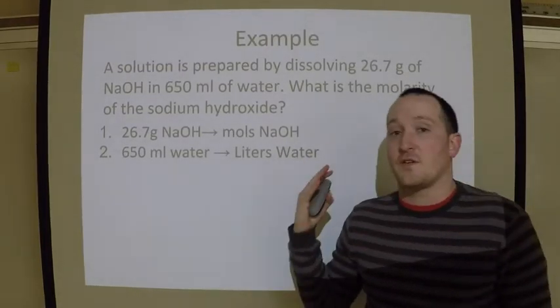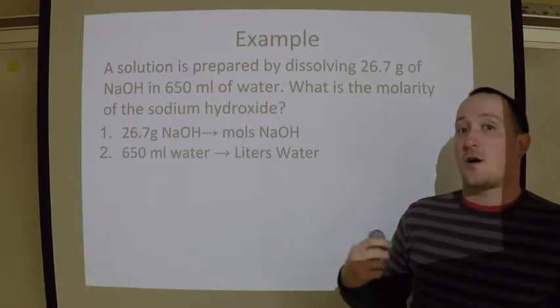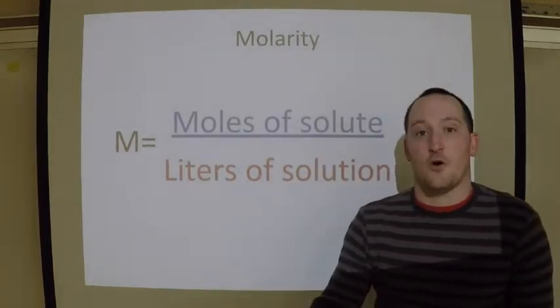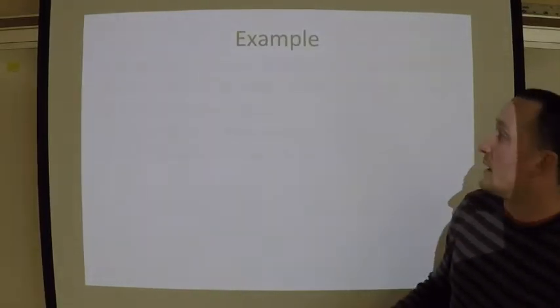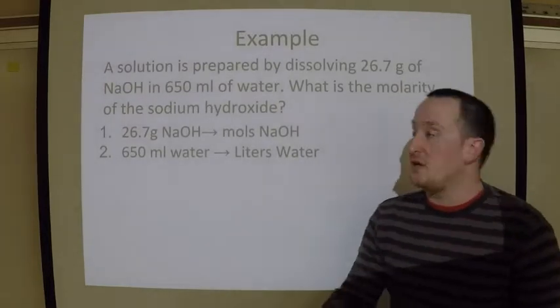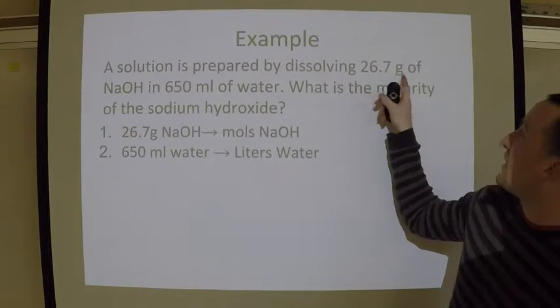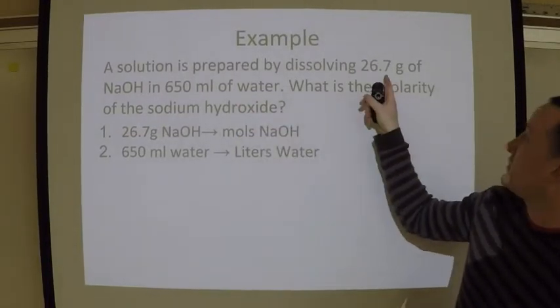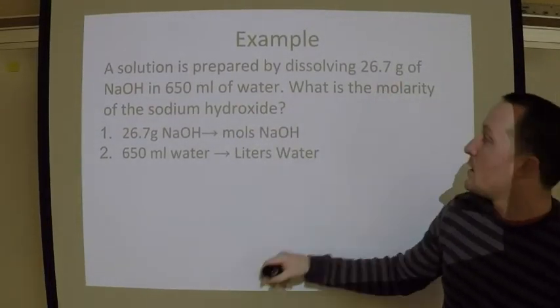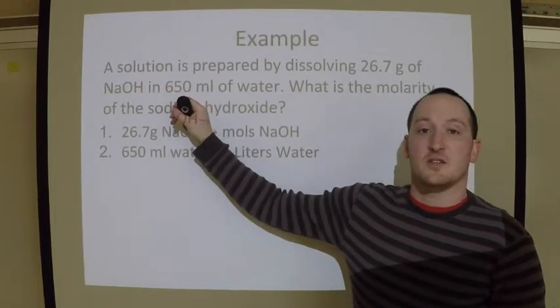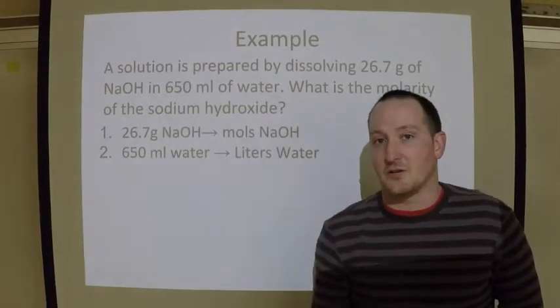What we have to first identify is, what's our solute? What is the thing that is being dissolved in the substance? The solute, the thing being dissolved, is going to be the sodium hydroxide. So I need to find how many moles of that I have. I have 26.7 grams. Then this is going to be the volume of my solution, 650 milliliters, but it is not in liters. We're going to have to change that.